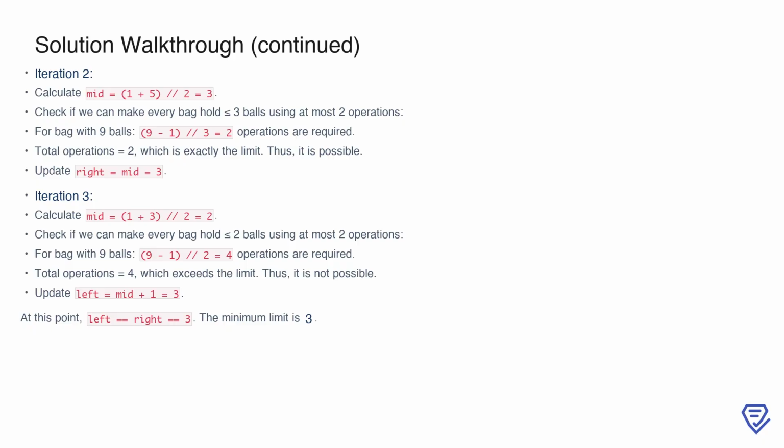For the bag with 9 balls, dividing it into parts of size 2 requires 4 operations, which exceeds the allowed limit of 2. This means a limit of 2 is not feasible, so we adjust our lower bound, left, to mid plus 1, which is 3. At this point, both bounds converge at 3, indicating that the minimum possible limit for the maximum number of balls in any bag is 3.